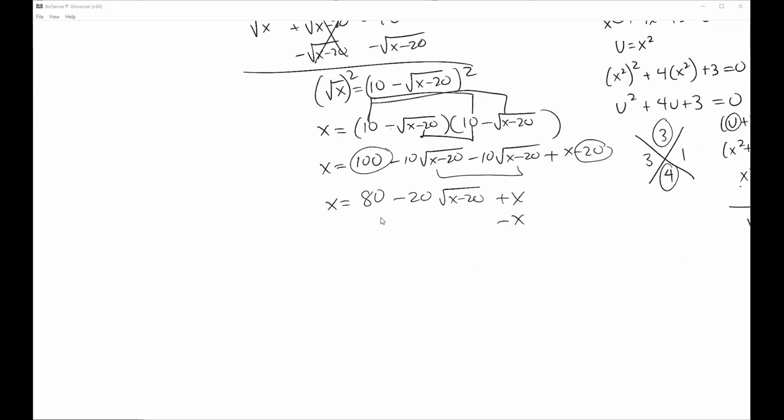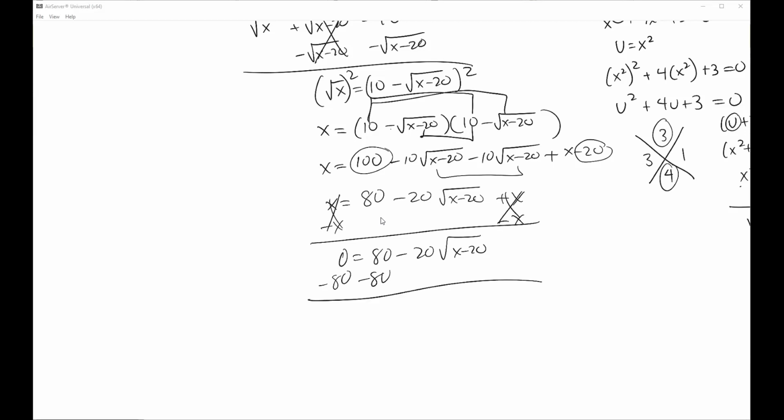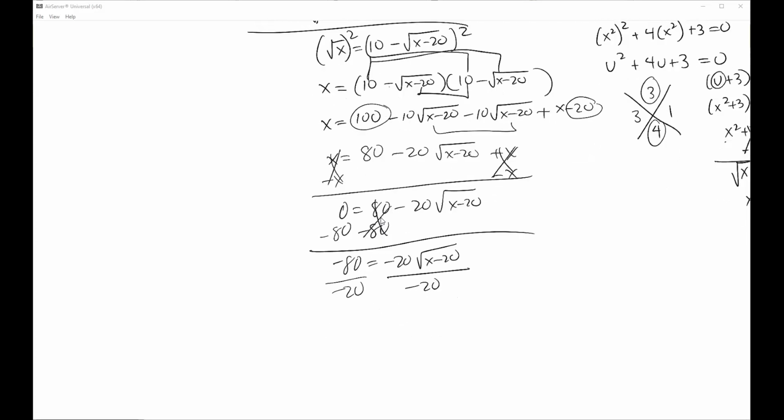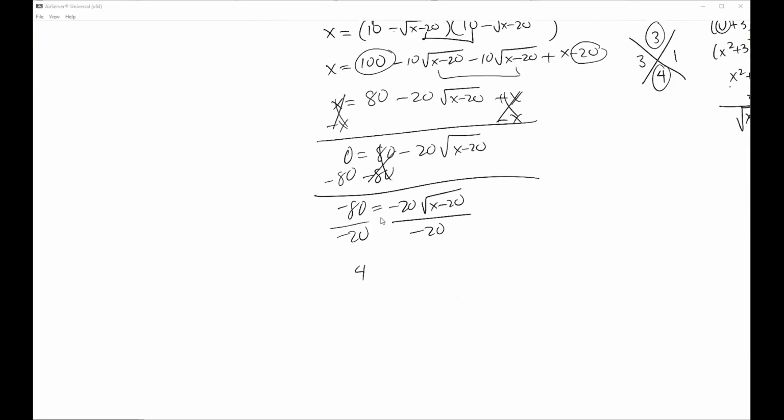I subtract the x from both sides. This is 0 is equal to 80 minus 20 radical x minus 20. Subtract the 80. So negative 80 is equal to negative 20 radical x minus 20. Divide by the negative 20 on both sides. So that's 4 is equal to radical x minus 20.